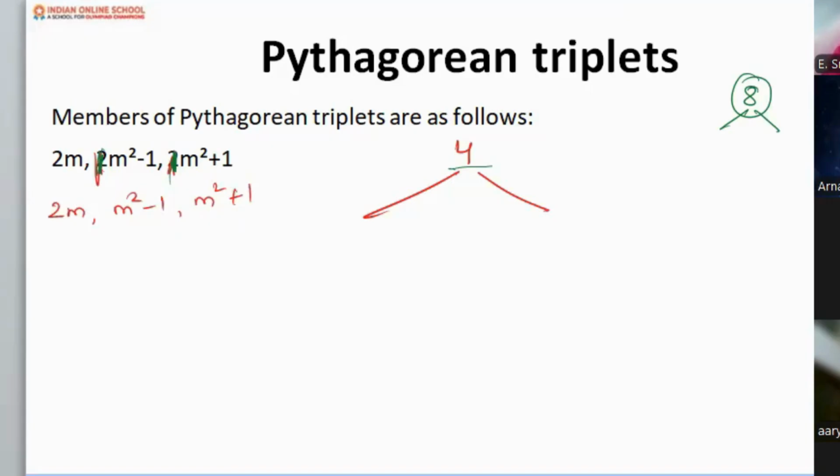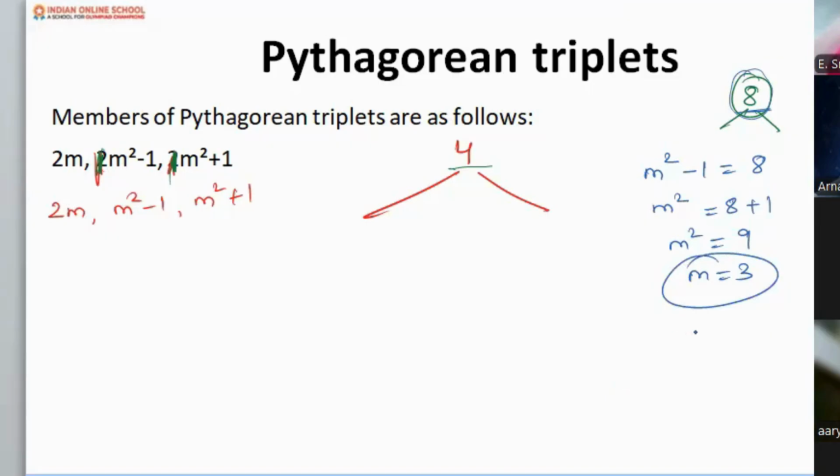Now we need to check whether, in this number, if we subtract 1 or add 1, it can become a perfect square. Yes, in 8, if I add 1, it becomes a perfect square number, correct? So I will take it equal to m square minus 1 and put 8. So I get m square equals 8 plus 1. The value of m square is 9. So the value of m needs to be 3.